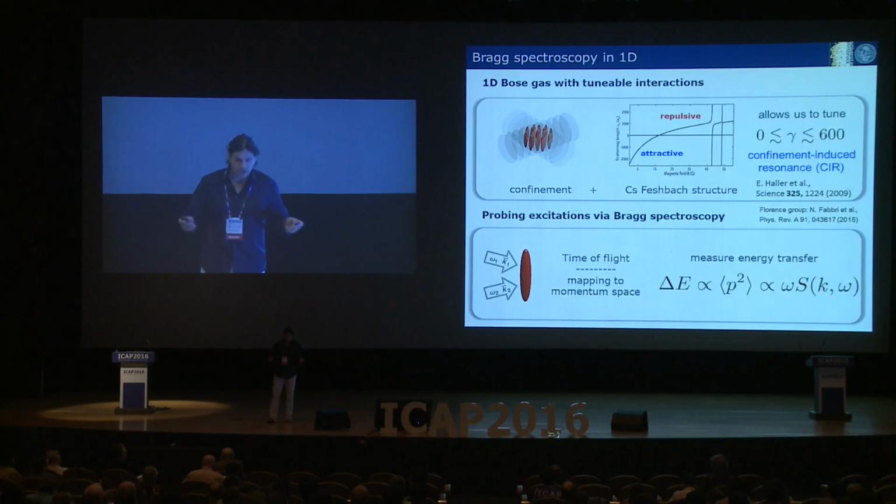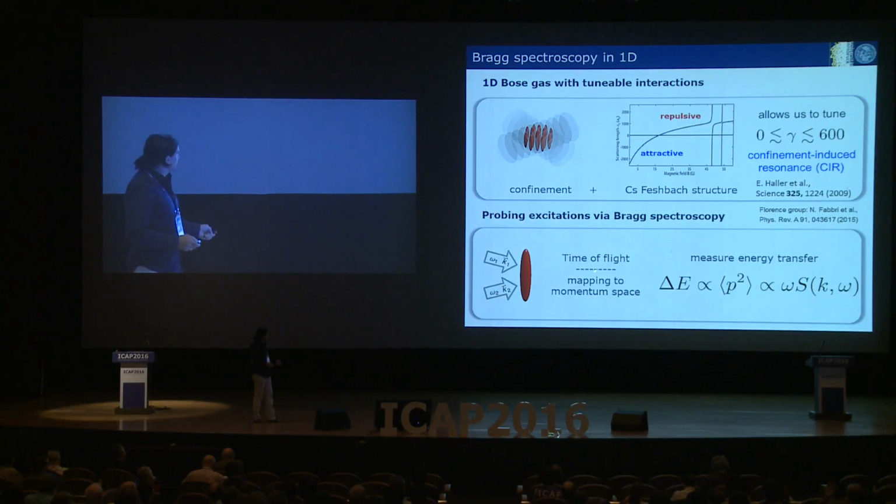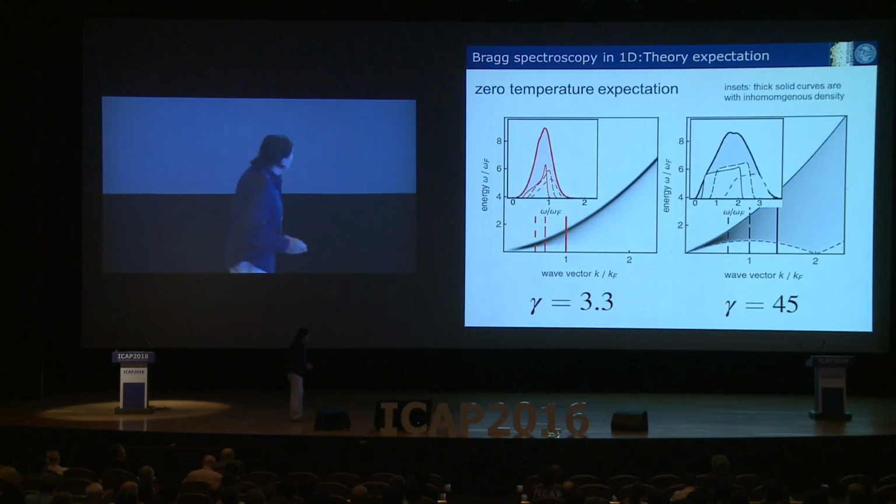The interaction interacts with the confinement. And probing via Bragg spectroscopy means that you actually probe how much energy you transfer into the system, and that is a direct measure of the structure factor. Certainly, theory plots look very nice.